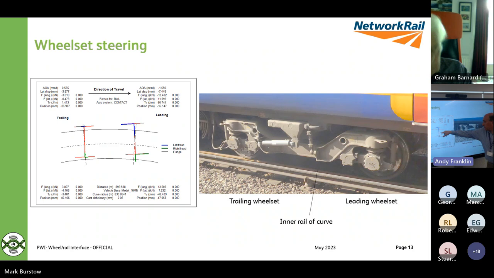This is actually a picture of a vehicle on a tight radius curve. This is the inner rail of the curve. I don't know if you can see it, but you can actually see there's a shadow under there because the trailing wheel set is shifted right towards the inside of the curve. So the field side of the wheel is actually hanging over the side of the rail, whereas on this case, it's not. The wheel is actually moved in the opposite direction. So the leading wheel moves towards the outside of the curve. The trailing wheel moves towards the inside of the curve. So these things really do happen.